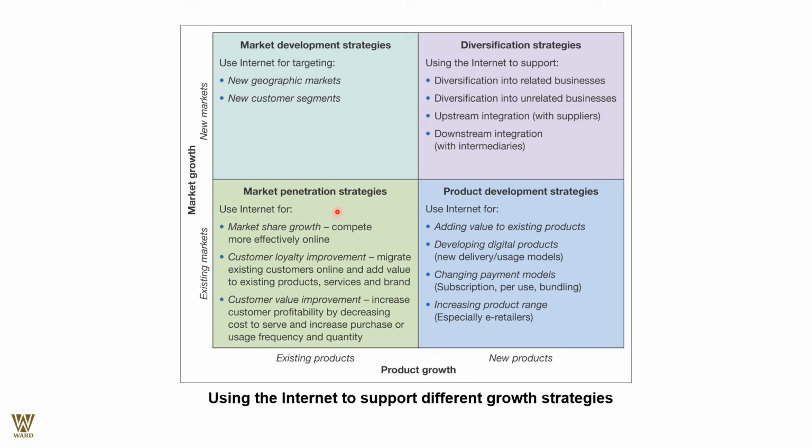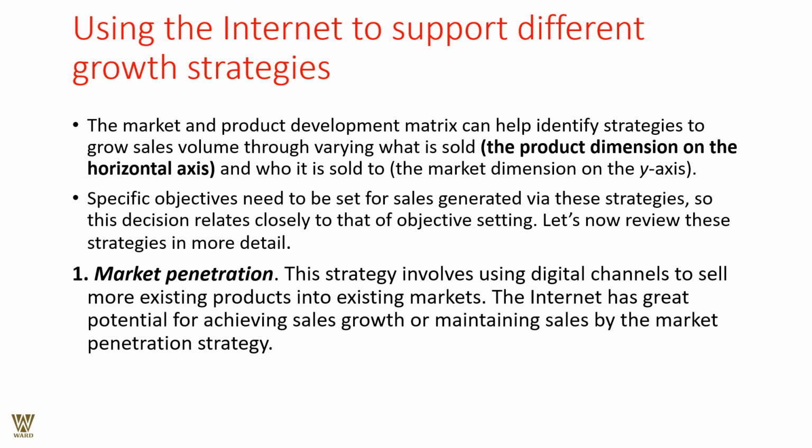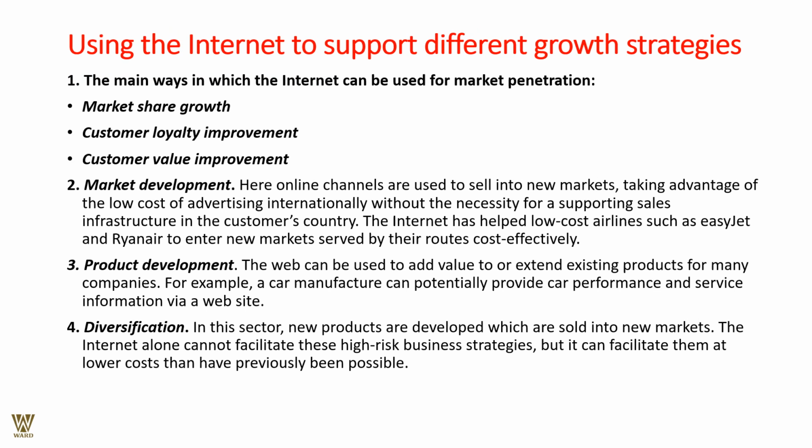But when there are new products and the market is already saturated, we are talking about product development, variations in the product: adding value to existing products, developing digital products, and thereby using the internet to support different growth strategies. One of the best methodologies is market penetration. The internet gives us a cost-effective way of marketing our products and our business, because we can easily measure the return on the investment we are making. So it makes sense to have a digital presence. The main ways the internet can be used are market share growth, customer loyalty improvement and customer value improvement. Now, what is value improvement?